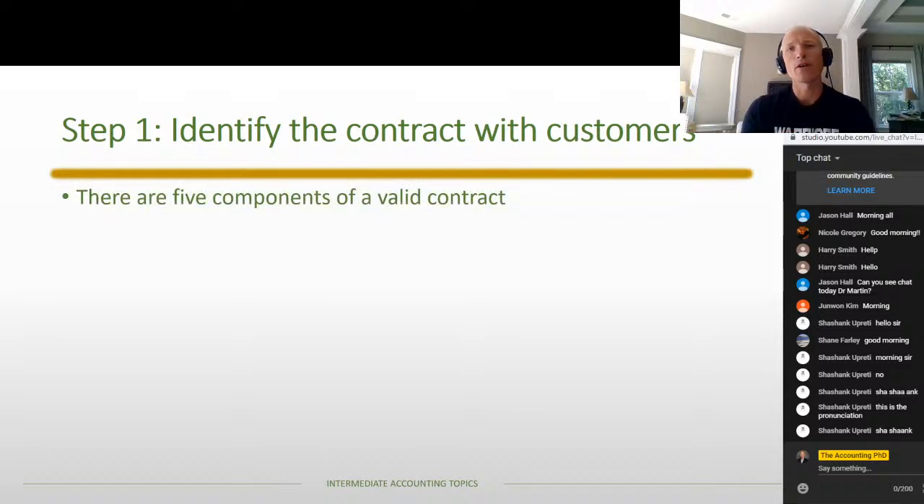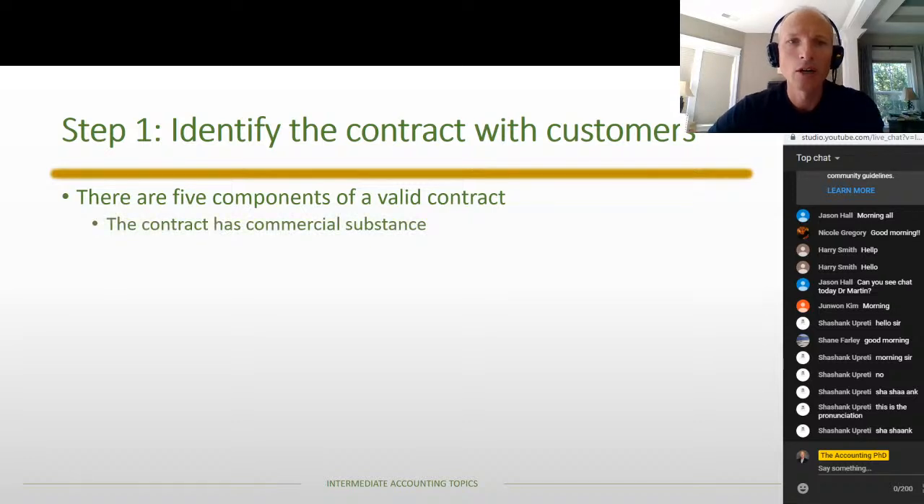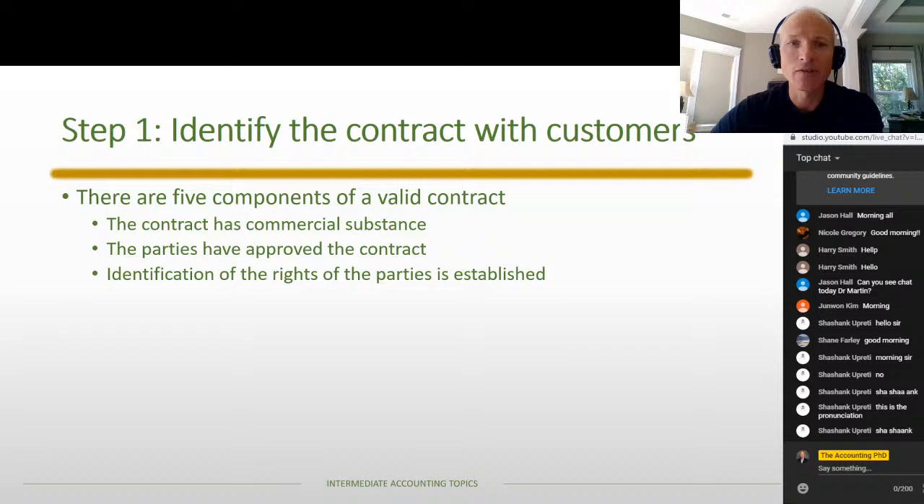Another part of this: there are 5 components that the standard highlights as having a valid contract. Number 1, there must be some sort of commercial substance to the agreement, meaning there needs to be some sort of economic transaction between the two parties. The parties do have to have approved the contract, so if they're still in negotiation, or if all parties haven't signed off on the contract, it's actually not yet a valid contract. There needs to be the identification of rights for each party. So it could be right to remuneration, right to service, right to recourse. Those rights need to be identified within the contract.